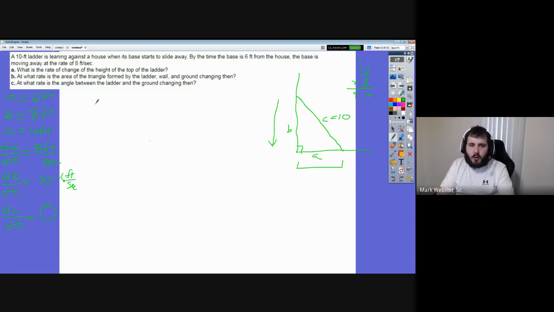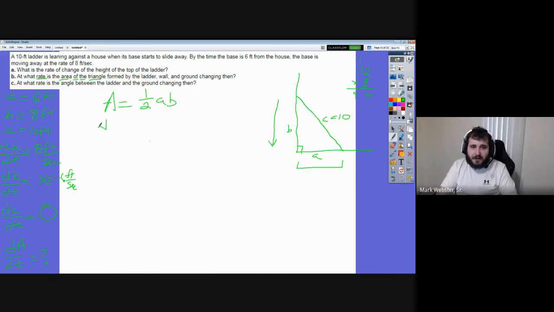There we go. So area of the triangle rate. So what we're looking for is the rate of area, right? That's what we're looking for now. So let's make an area formula. Well, area of a triangle is 1/2 base times height. Well, the base is A, the height is B. So I'm just going to do that. Okay, so now let's find the rate.